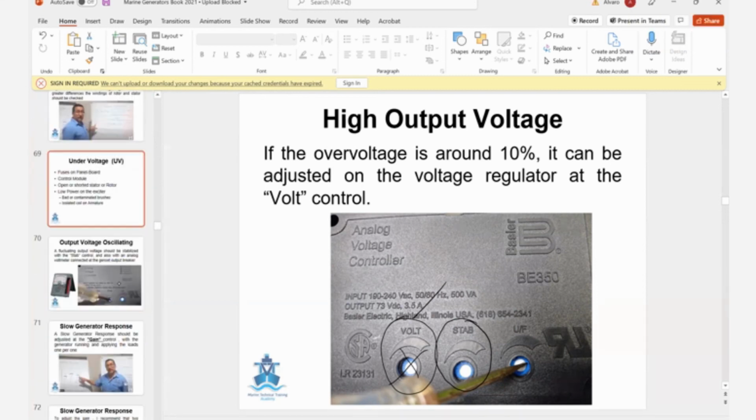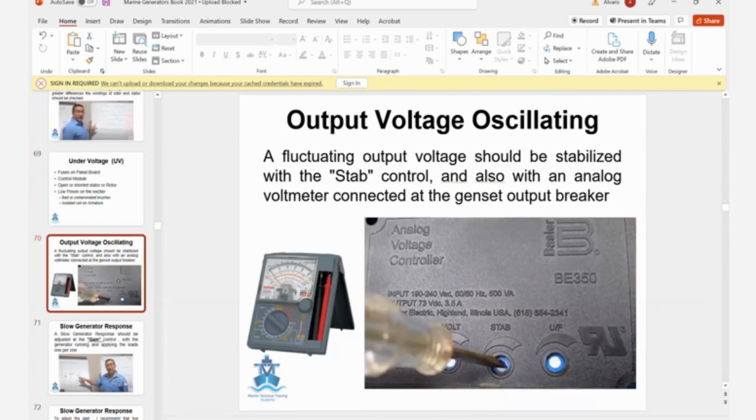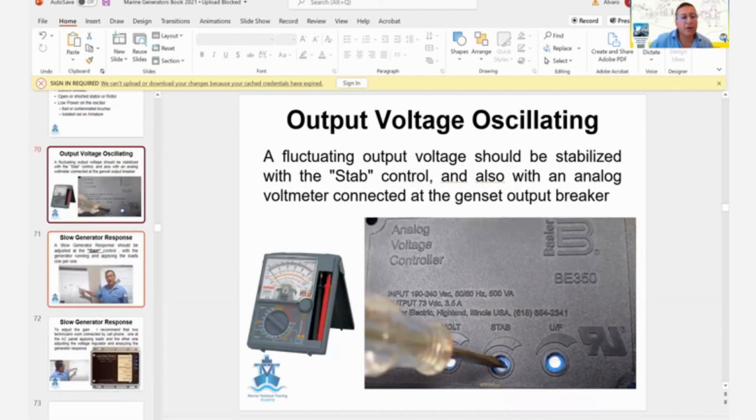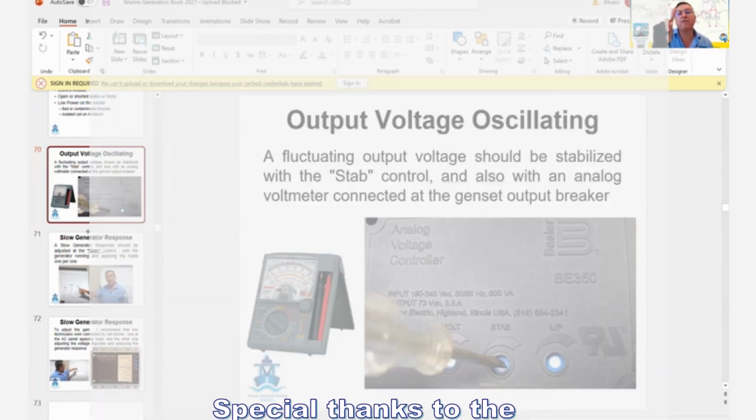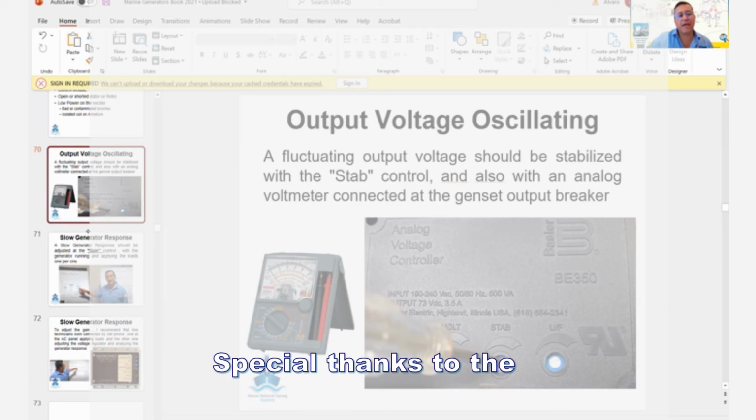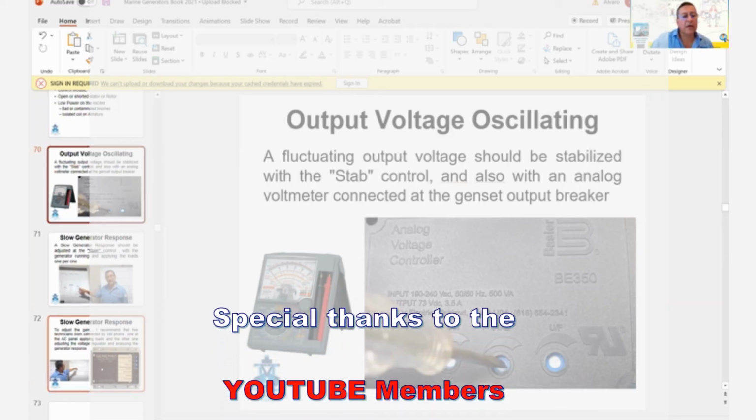Okay, guys, this is the voltage regulator. This is the second spot, stabilization. When you calibrate stabilization, I recommend using an analog multimeter, because with the analog multimeter you can see if the needle is moving back and forward. This is nice for that purpose.